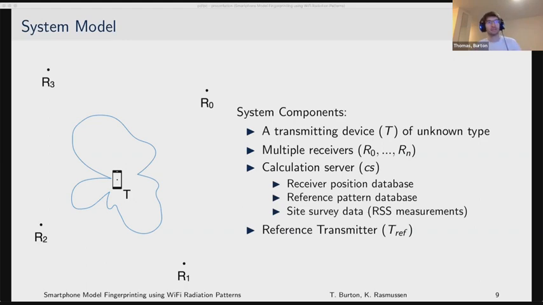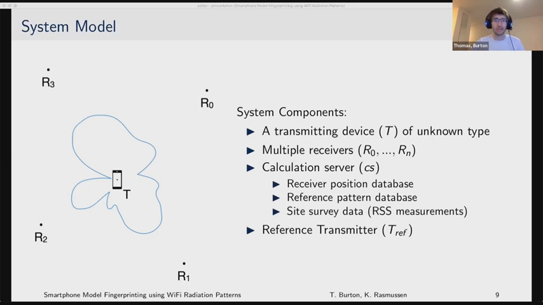So it has a receiver position database and a reference pattern database. The reference patterns are just all the different patterns of phones we may want to identify. Then, for those who are familiar with RSS localization techniques, we start off by performing a site survey where we move a reference transmitter around an environment and take RSS samples. The site survey data is held by the calculation server. And as I've already mentioned, we have a reference transmitter, which is the tref.